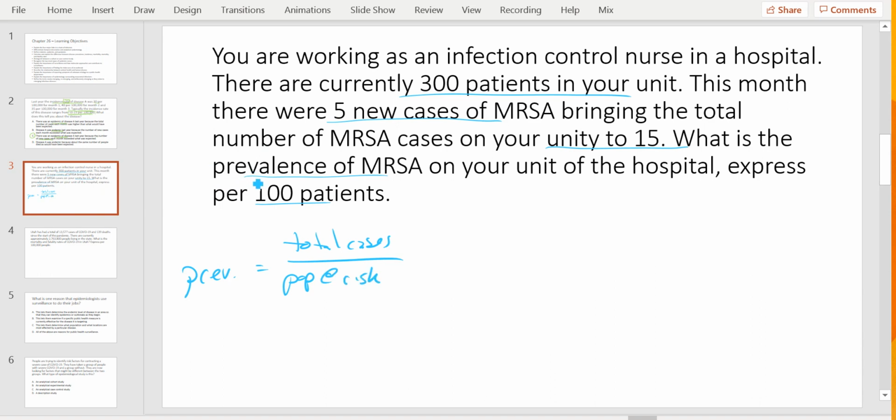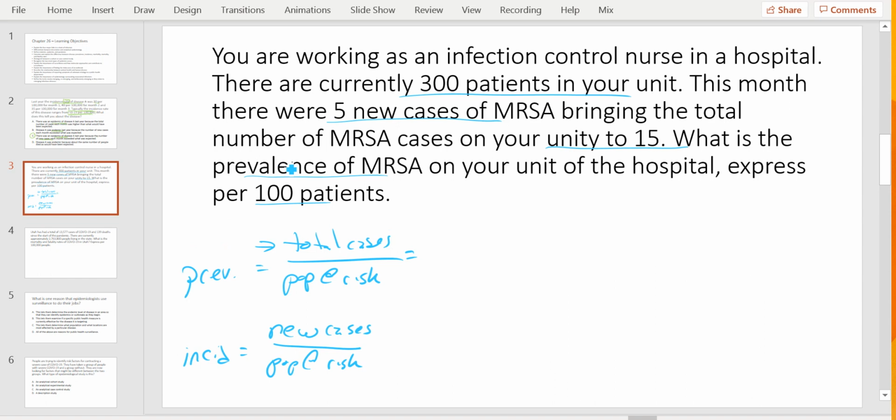Okay. And keep in mind that you calculate these rates the same way. So if this had asked for incidence rate, it'd be the same type of math, only instead of prevalence as a numerator, we would have had new cases, we would have had incidence as the numerator, and it still would have been divided by the population at risk.